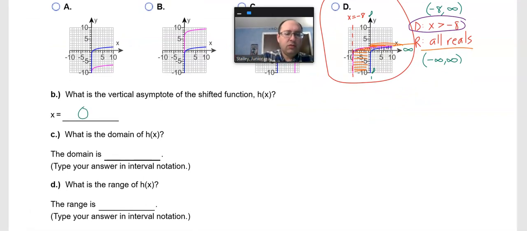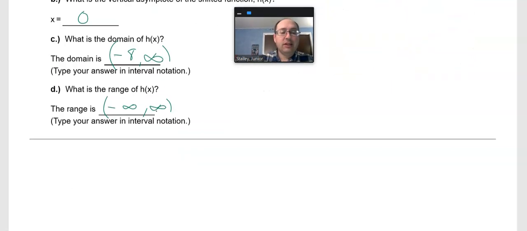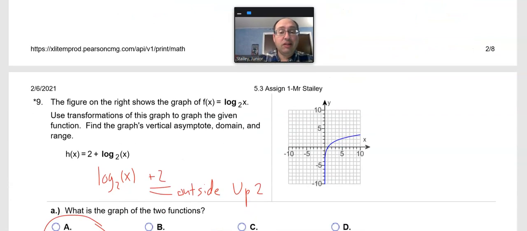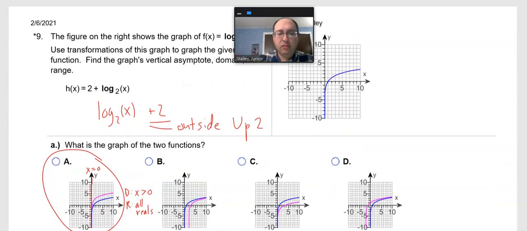Okay, so I've already written those things down. Vertical asymptote x equals 0, negative 8 to infinity, and negative infinity to infinity. If you haven't figured this out, the range is going to be the same every single time. I mean, you'll figure it out here in a moment.